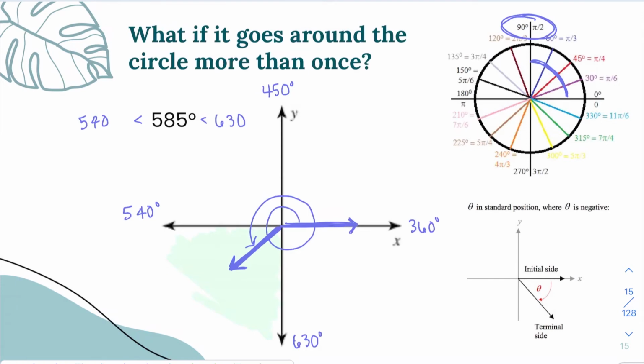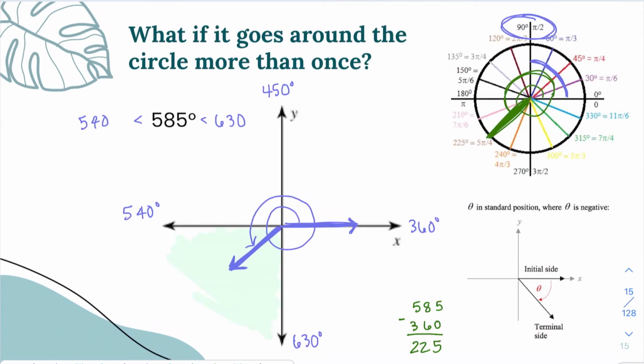Another way is if you know that 360 is a full way around, you can do a little bit of subtraction and say, okay, let me do 585 minus 360. That's 225. So you know that it is going to end up on the same side, right? 585 and 225 are what we called coterminal angles. 225 looks like this. Well, 585 is just that same thing, but you're going around one more time. So there's two ways you can think of it.